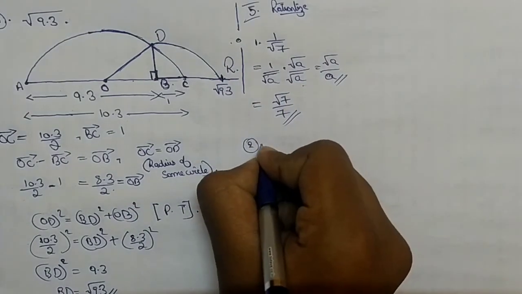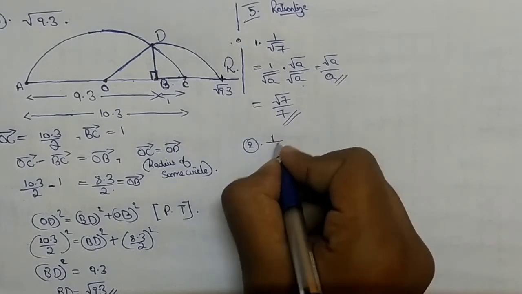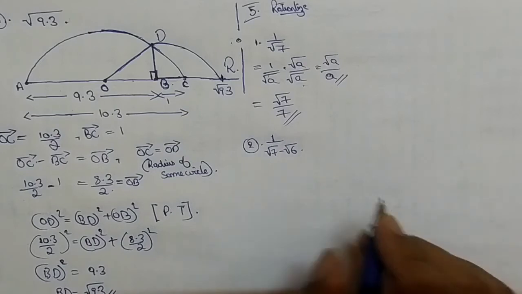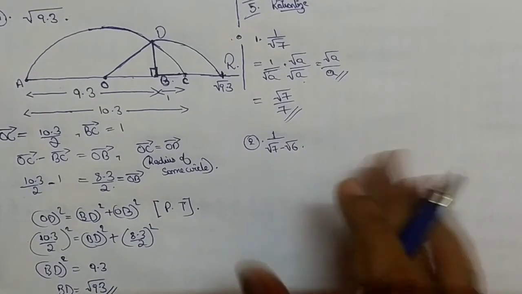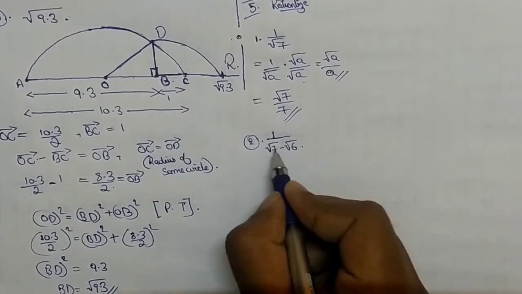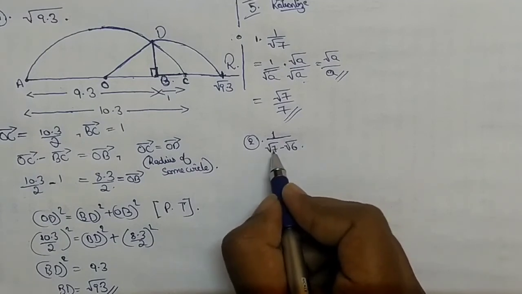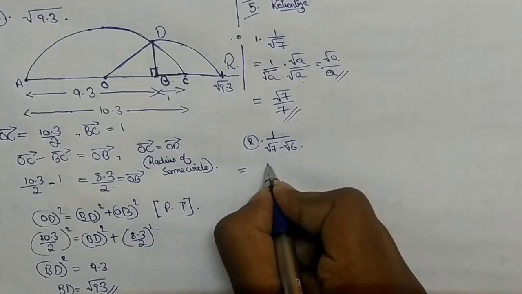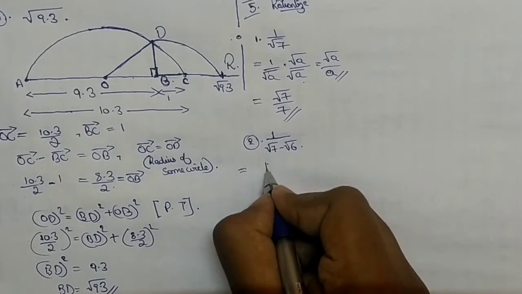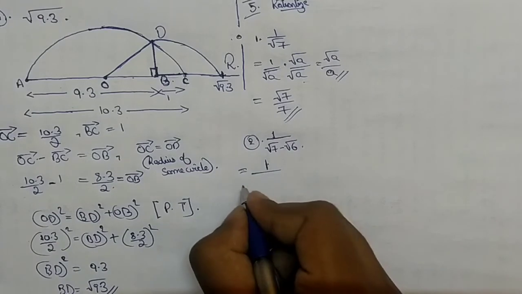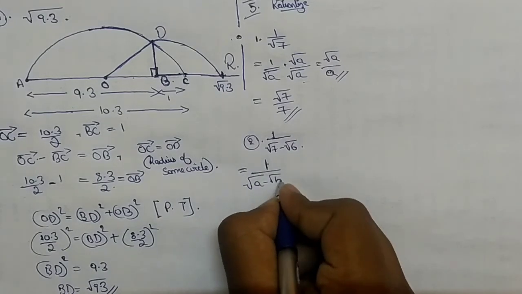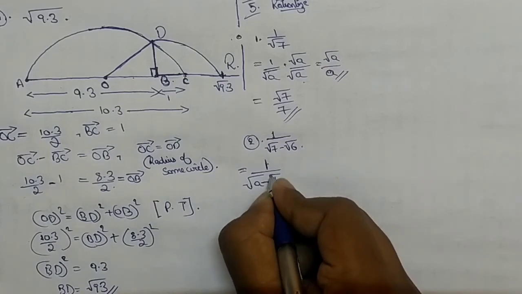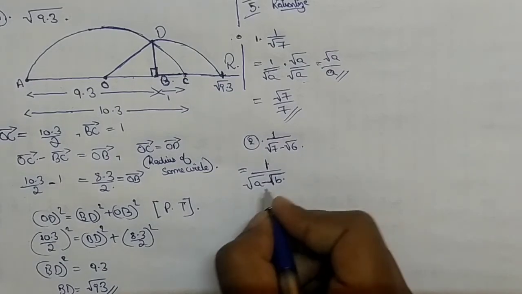Even for the second question, I will show you how to approach it, and it is going to be easy. This is the easy method I am going to teach you today. The question is 1 divided by root 7 minus root 6. See, if any question is given in such a form, let us assume 1 by root a minus root b. Now differentiate here: root a minus root b.